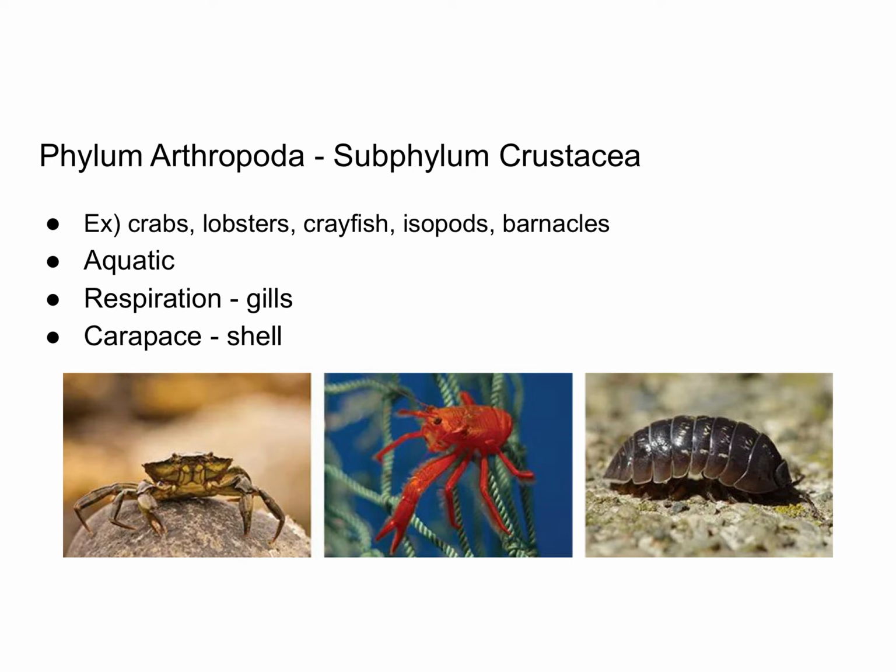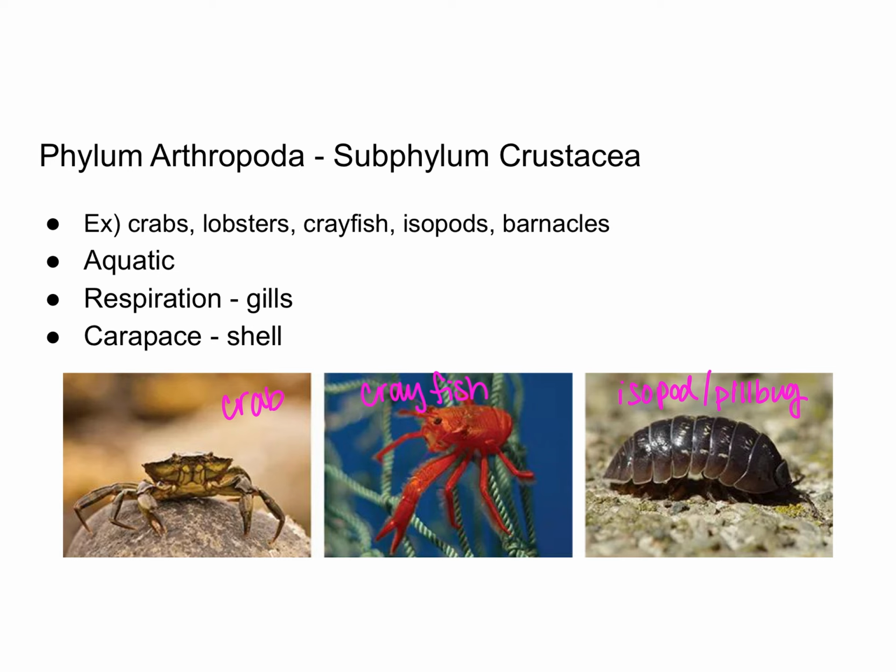Subphylum Crustacea includes the crustaceans, which includes crabs, lobsters, crayfish, isopods, and barnacles. And so you can see here we've got a crab in this picture. This is a crayfish or crawfish. And this is an isopod, also known as a pillbug, or you might even have heard it referred to as a roly-poly.